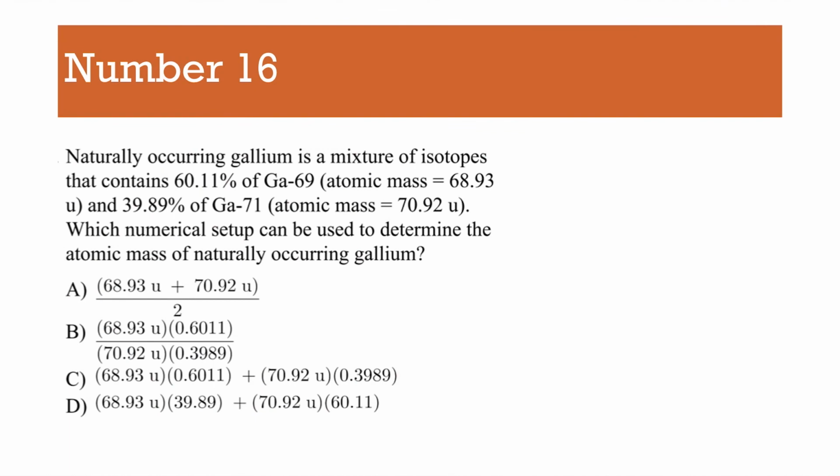Okay. Number 16 says naturally occurring gallium is a mixture of isotopes that contain 60.11% of Ga-69, and it gives you the mass, and 39.89% gallium-71, and it gives you the mass. What is the numerical setup that can be used to determine the mass of the naturally occurring gallium? So if you look at this, again, we can't divide by 2, so it can't be A. That is a bad answer. If you look at B, I don't even know what B did.